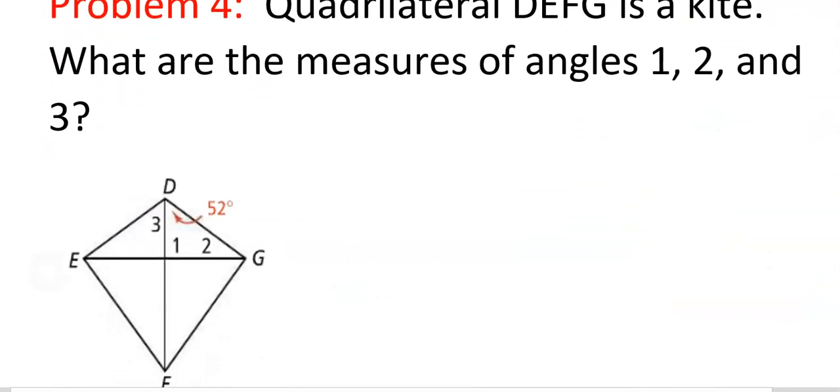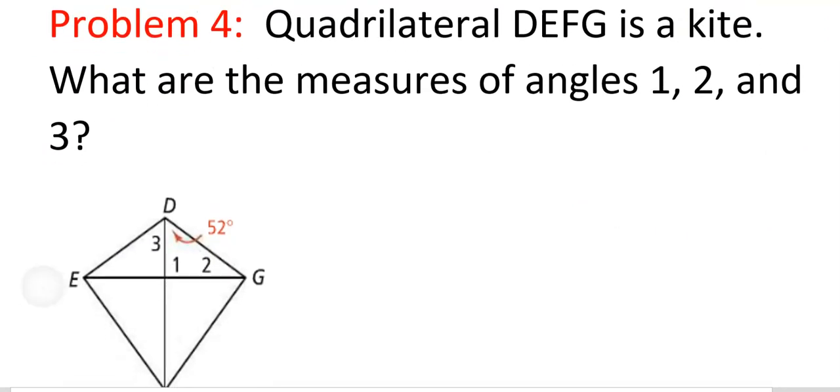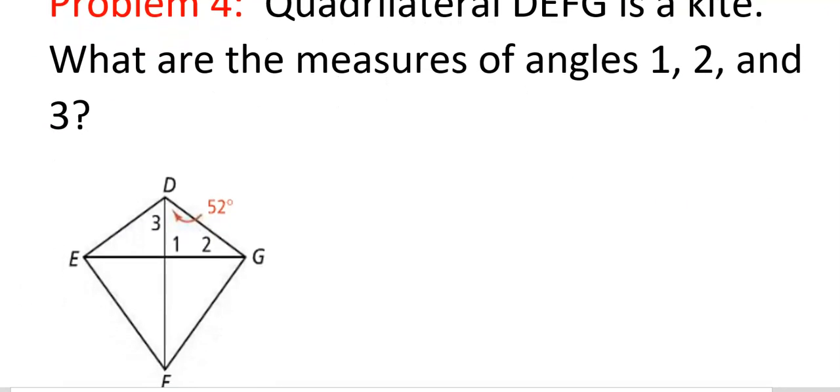So that's how you're going to actually get started on this one: that perpendicular part needs to be written in there first. And I think that will get you going. So if those diagonals are perpendicular, they want to know what angles 1, 2, and 3 are. So I'm only looking at this triangle right here.